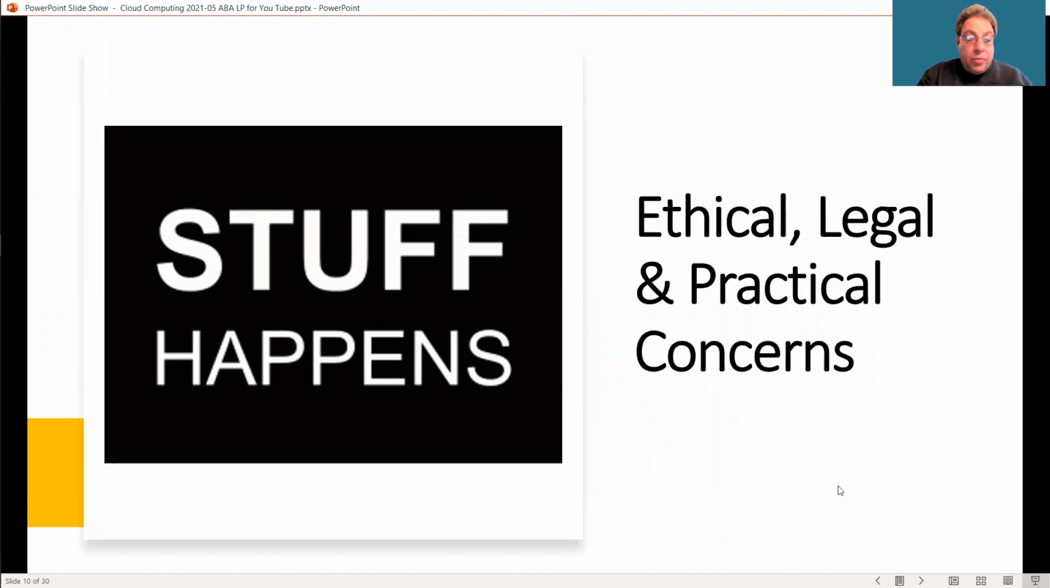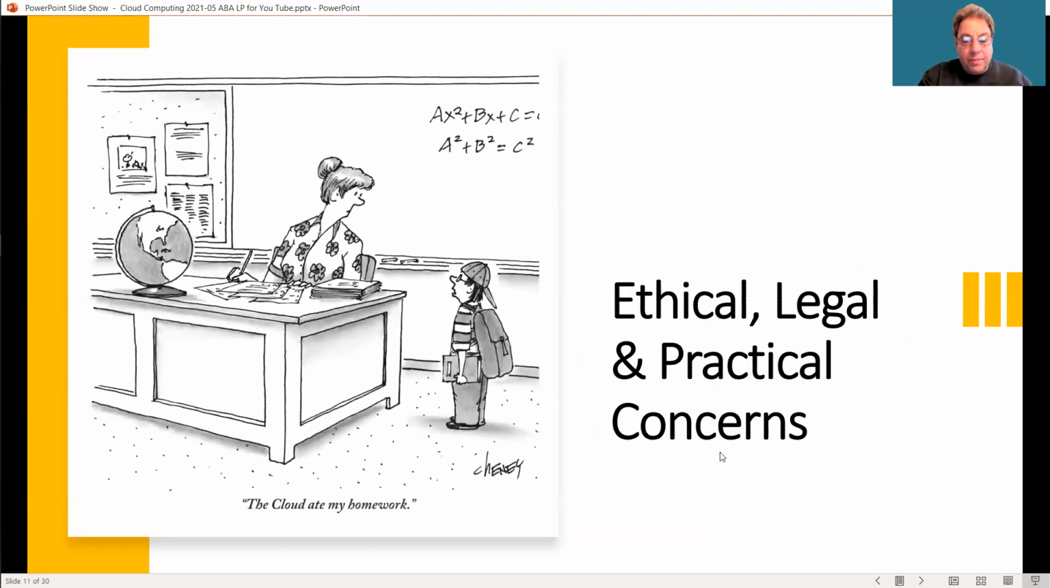But the reality is, whether you're storing information on your server in your office, on your PC, or somewhere in the cloud, stuff happens, and you have to be prepared for those ethical, legal, and practical concerns. You can't simply say, as this kid did in a New Yorker cartoon, that the cloud ate my homework. That won't pass.